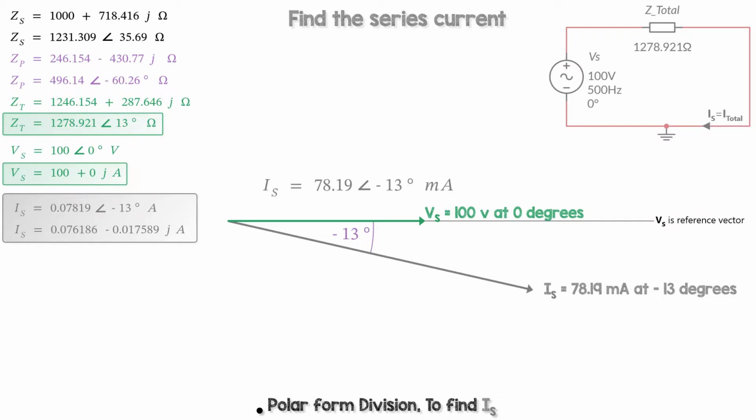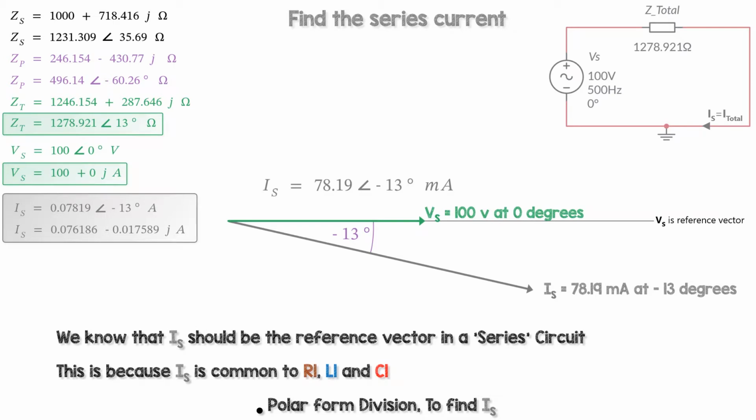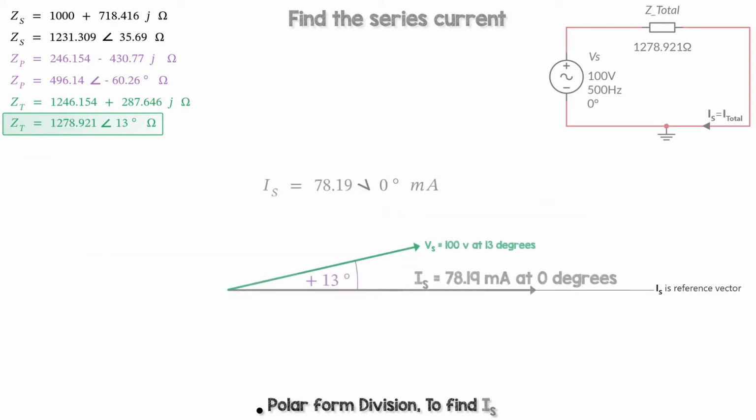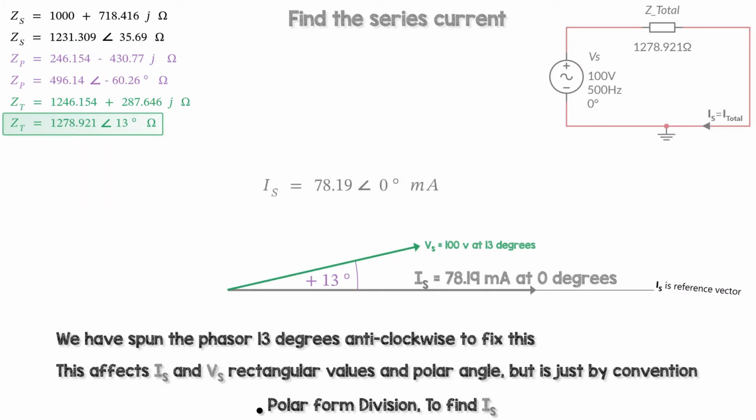Here, the supply voltage is the reference vector. But we know that the current should be the reference vector in a series circuit because the current is common to R1, L1 and C1. So what we're going to do is spin this phasor diagram anti-clockwise by 13 degrees just so that the supply current is the reference vector. And now supply voltage is at positive 13 degrees, leading the current.